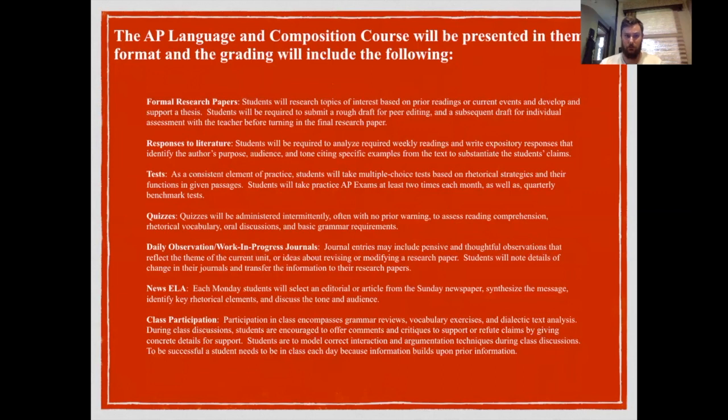Here are some of the things we do in AP language. We read and write a lot. We write a lot of research papers as well as response to literature. We take tests that prep you for the AP exam, which occurs towards the end of the school year. We also use various programs to supplement your learning, such as News ELA. The ultimate goal, though, is for you to be able to understand all sorts of texts, interpret them, and tell us why the authors are saying what they're saying and how they're accomplishing their meaning.